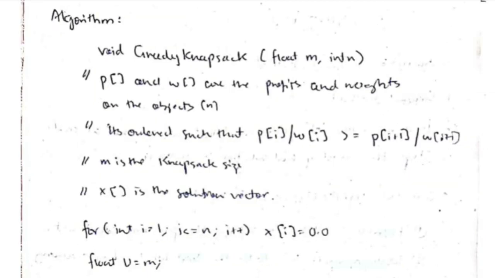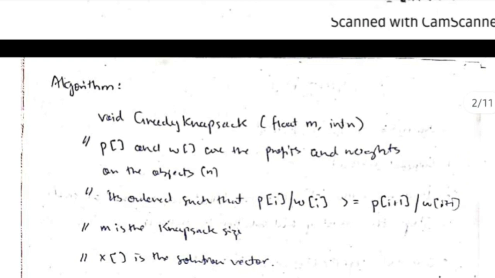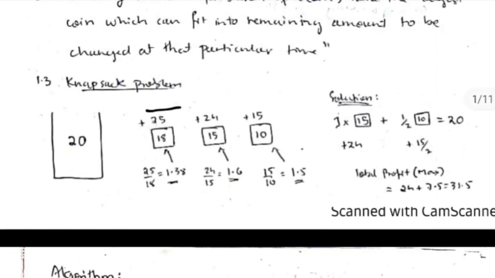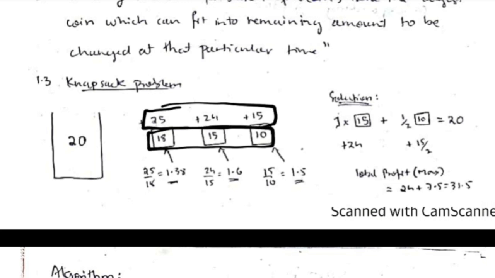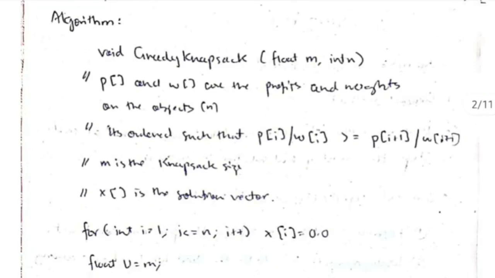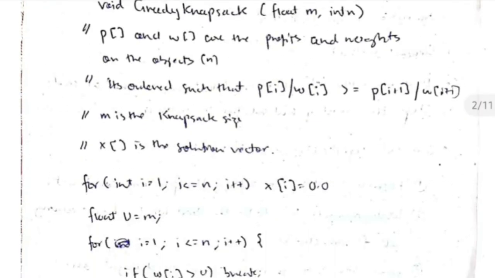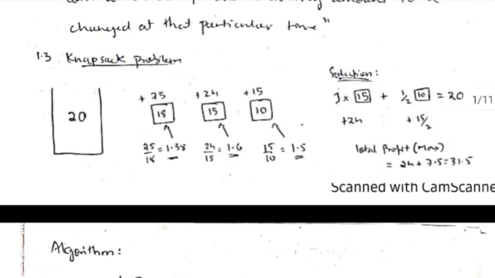Let's quickly go to the algorithm. Here we have two arrays, P and W, which store the profits and the weights. In our case, the P array will have these three elements and the W array will have these three elements. We arrange the arrays in such a form that Pi by Wi is greater than or equal to Pi plus 1 by Wi plus 1. That means the greatest profit ratio is placed in the first position, then the second position, then the third. In this order the arrays will have the elements.